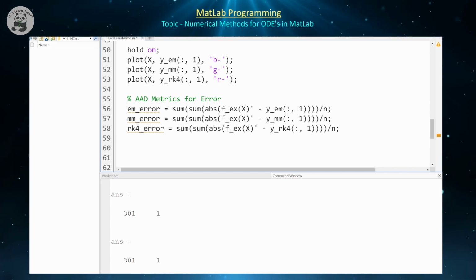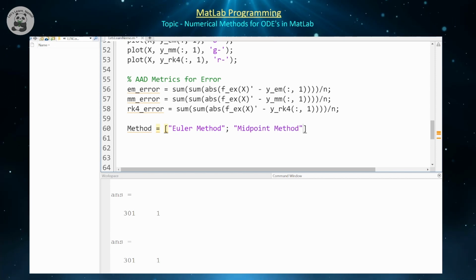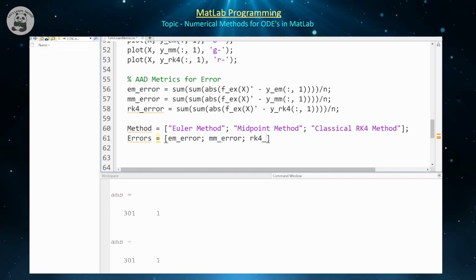So now what I want to do, let's create a nice little table to summarize all of our results. So our methods that we considered today are going to be the Euler method, aka RK1, the midpoint method, aka RK2, and the classical RK4 method. So these are the methods that we're looking at here. And then the errors for each of them are stored in EM error, then MM error, then RK4 error.